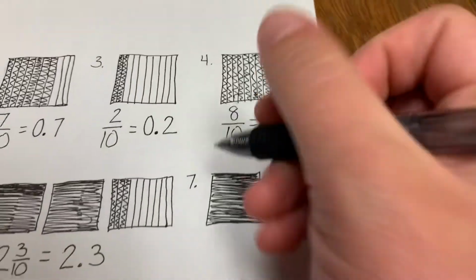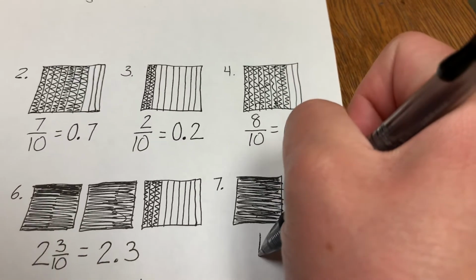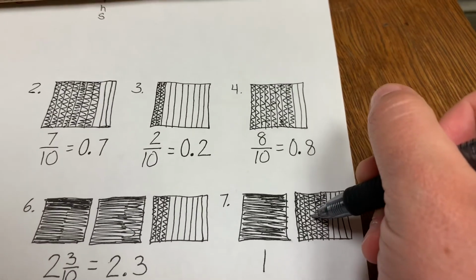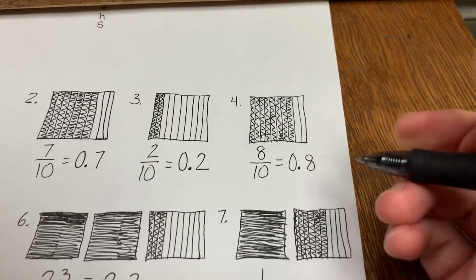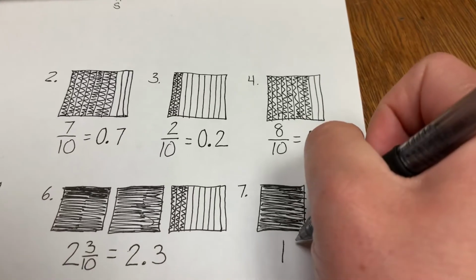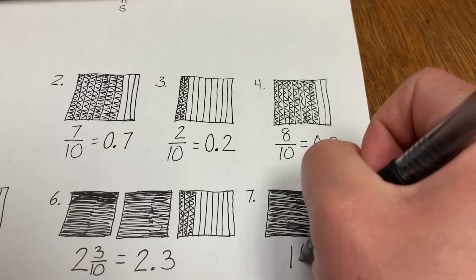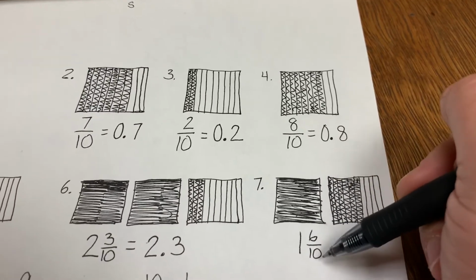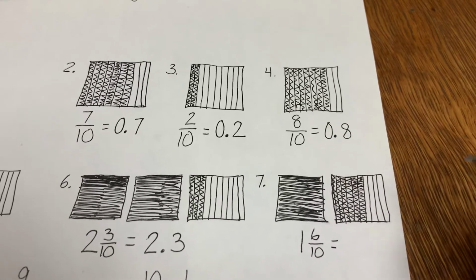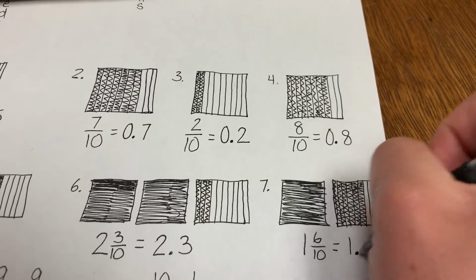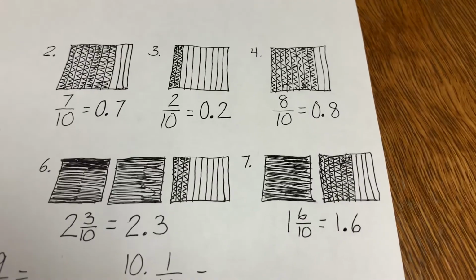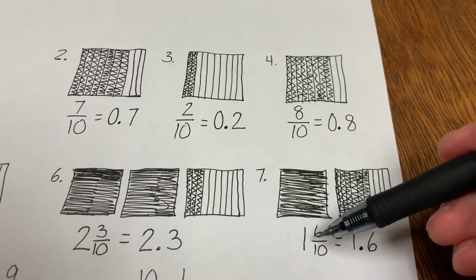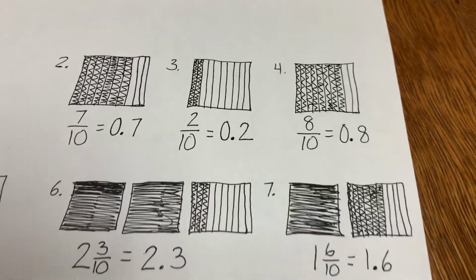Number 7, we have 1 whole piece shaded. So there's 1 whole. And then over here we have 1, 2, 3, 4, 5, 6 pieces shaded, which you're going to have to shade in yourself. That's 6 out of the 10 total. So this is 1 and 6 tenths, which is equal to 1.6 for the decimal. So 1.6 means the same thing as 1 and 6 tenths.